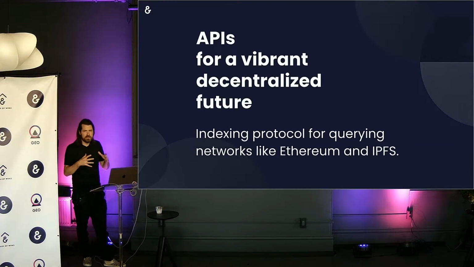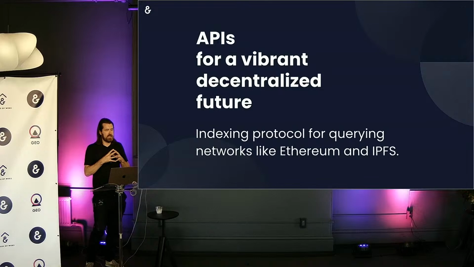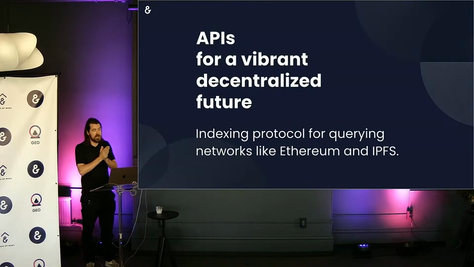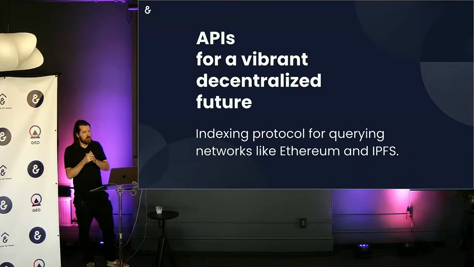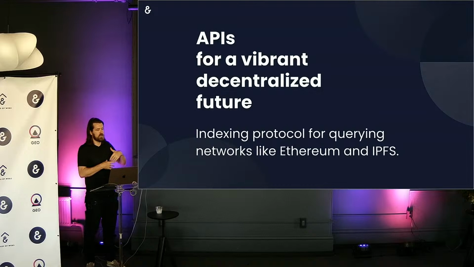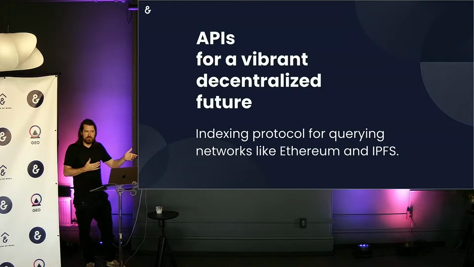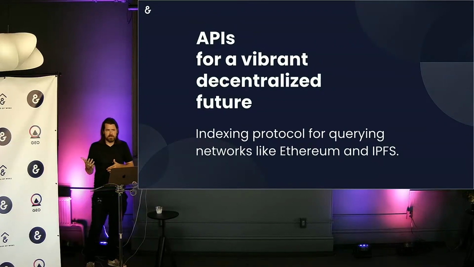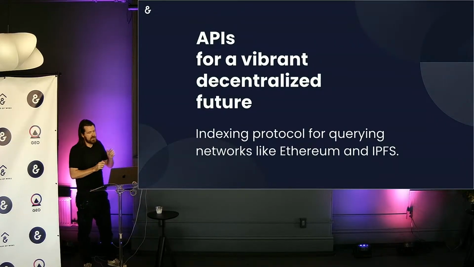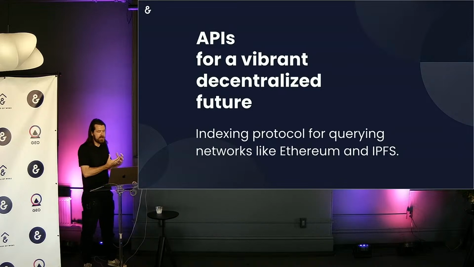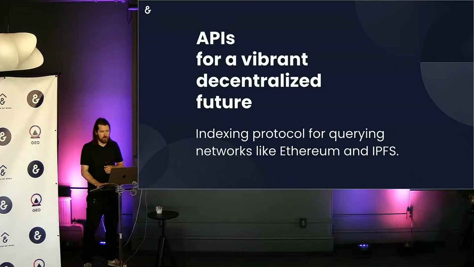The main concept for The Graph is that it is an API or a set of APIs that are designed for decentralization. And it's an indexing protocol. We allow querying of networks like Ethereum or other blockchains, and also IPFS and Arweave we can index as well. The concept, again, is to provide APIs for smart contracts on the blockchains that we support.